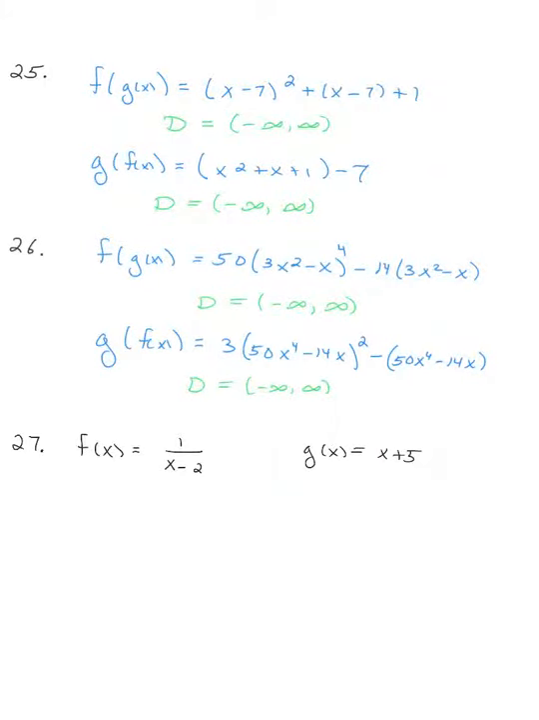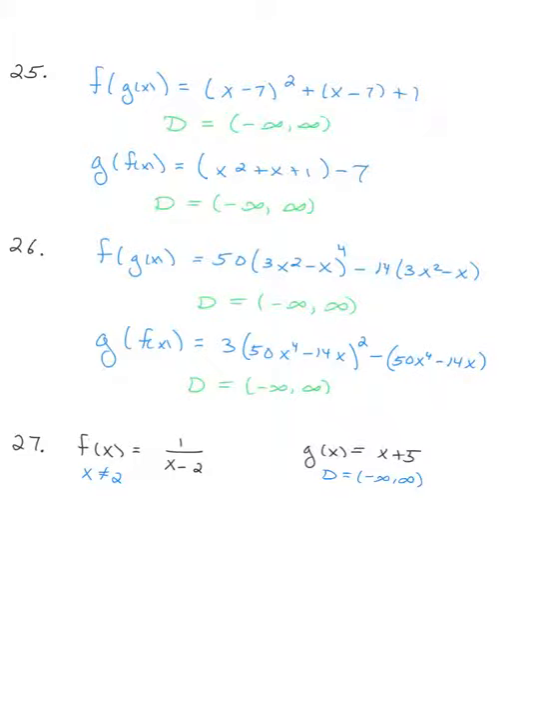For 27, let's examine the functions f and g at the start, just to look at their domains. For f, I'm just going to note that x cannot be equal to 2. Any other number can be put in place of x, no problem. And for g, the domain is all real numbers. You can put any number you want in place of x. How does this affect our compositions?